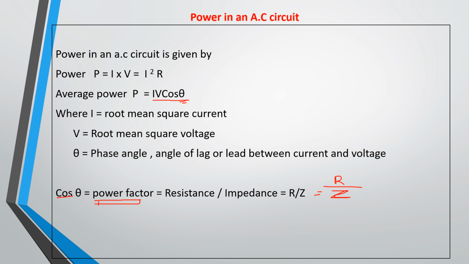So that is power in an AC circuit. Power is equal to I times V, or I squared times R, or average power is equal to I times V times cos theta. And cos theta is the power factor, while theta itself is the phase angle between the current and the voltage. For this topic, there's not much of a long story to tell other than to solve problems on it. So let's go straight to solving one or two problems to drive home what we just discussed and its application.